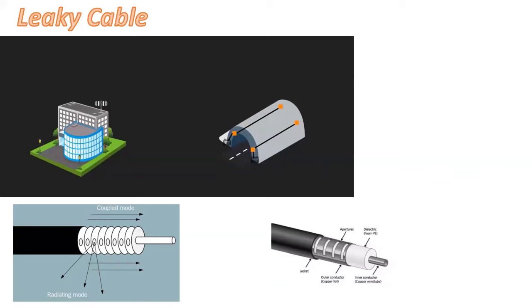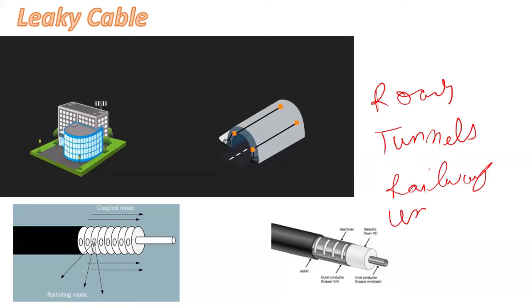The electrical field has almost circular symmetry, and it can be utilized for radio communication to moving objects. The generated electrical field is confined around the leaky coaxial cable. Therefore, the cable can be used very conveniently for radio communication in limited locations. Examples can be roads, tunnels, areas along the railway or underground roads, right?